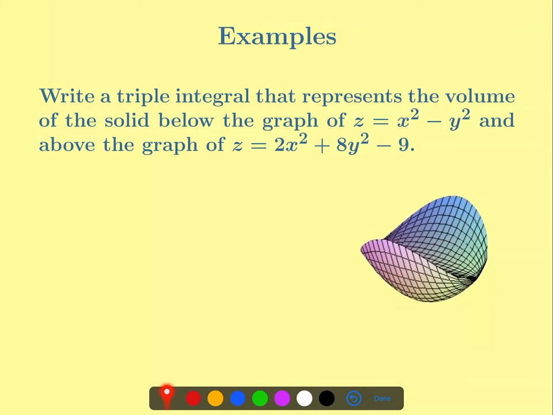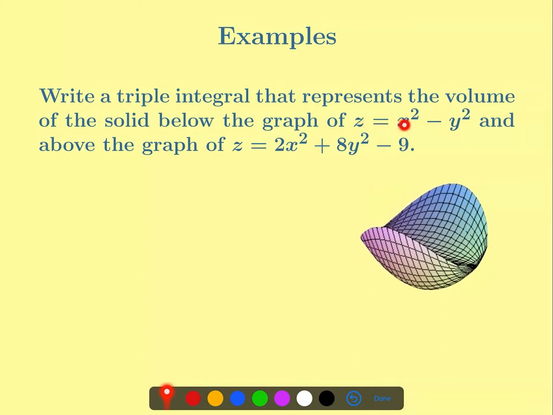And the surface looks like this. This is a hyperbolic paraboloid, which we have discussed earlier. That's on top. And the bottom is an elliptic paraboloid, and that's on the bottom here.